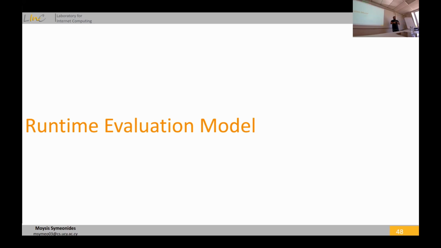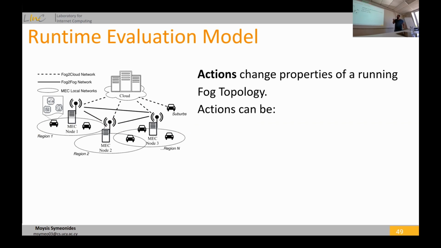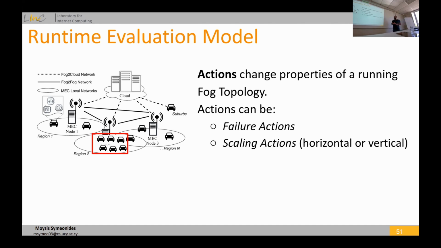So right now we have described the static description of the fog emulation and the fog topology, and somehow we need to introduce runtime updates. For that reason, we introduce actions, and actions can change the topology at runtime. Specifically, we have failure actions, where a failure action destroys an emulated node at runtime. Scaling actions, both horizontal and vertical, so we can increase or decrease the number of the devices, or we can increase or decrease the processing capabilities of a specific device.